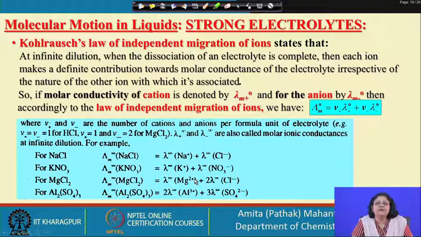So, this is the independent migration of ions, that you can sum up the molar conductance of the individual ions to get the total molar conductivity of the electrolyte.